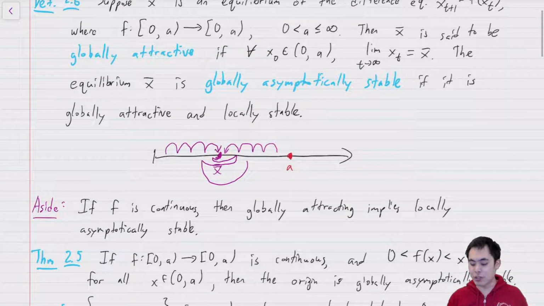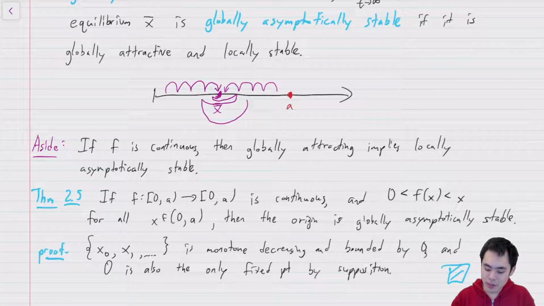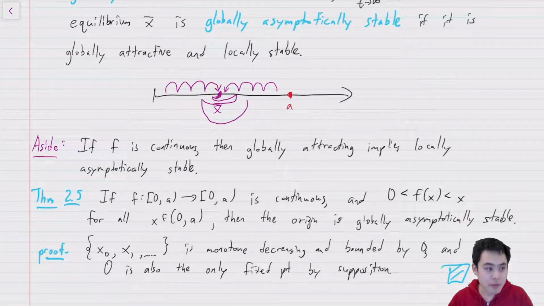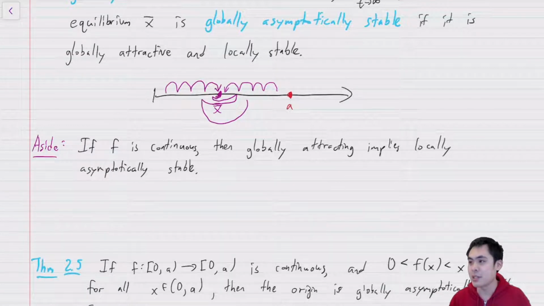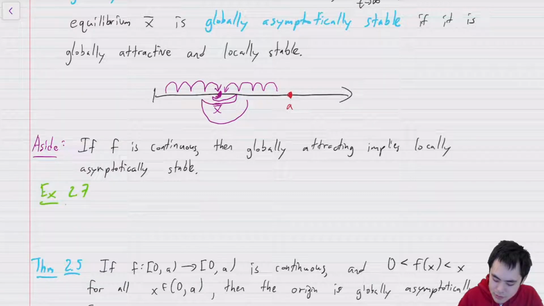And just in general, if something is continuous, then globally attracting also means globally asymptotically stable, so we don't have to worry about that very much. But let's give an example where this last part fails. So this is where the two concepts of globally attractive and locally stable are different. So this is example 2.7.